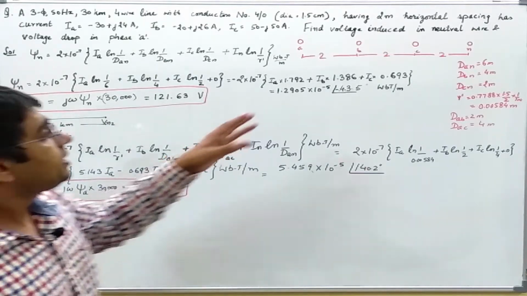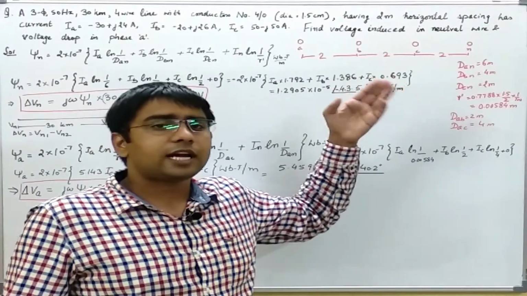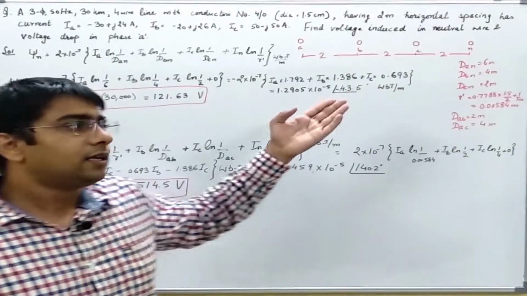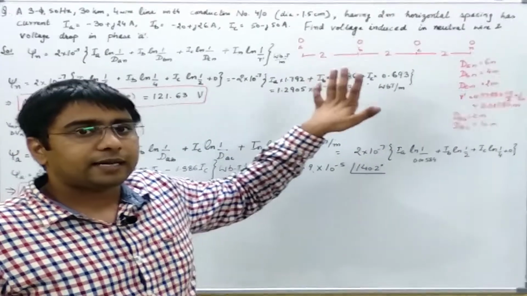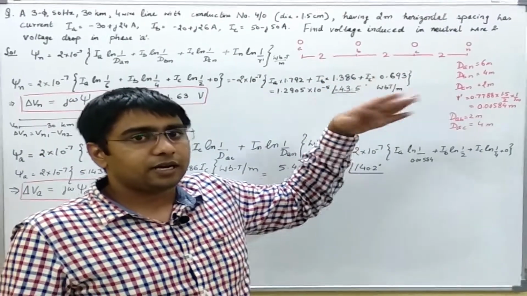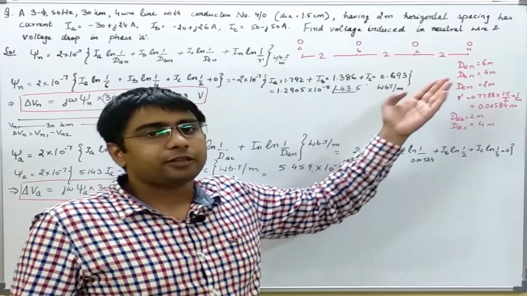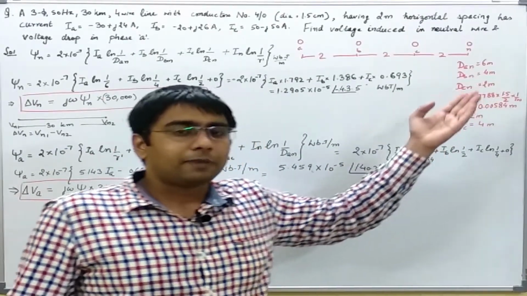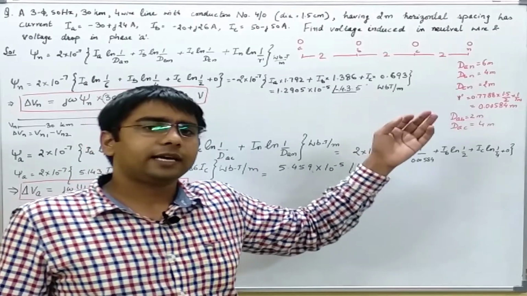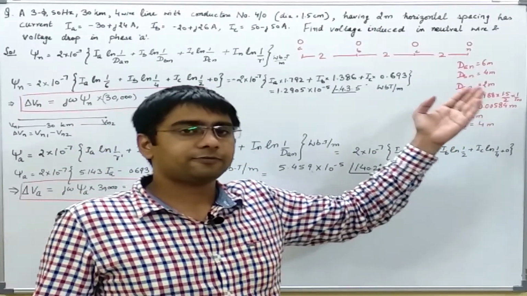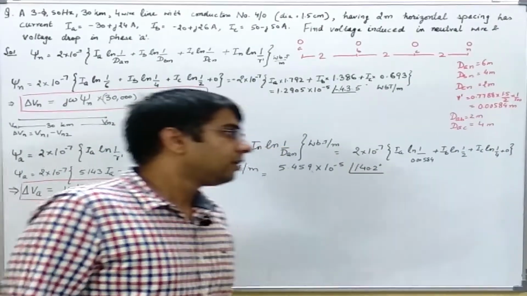Also, we will see that the line is not transposed. That is, the inductance can be different for every conductor. But here we will only take the case of the phase A conductor only. So let's see.